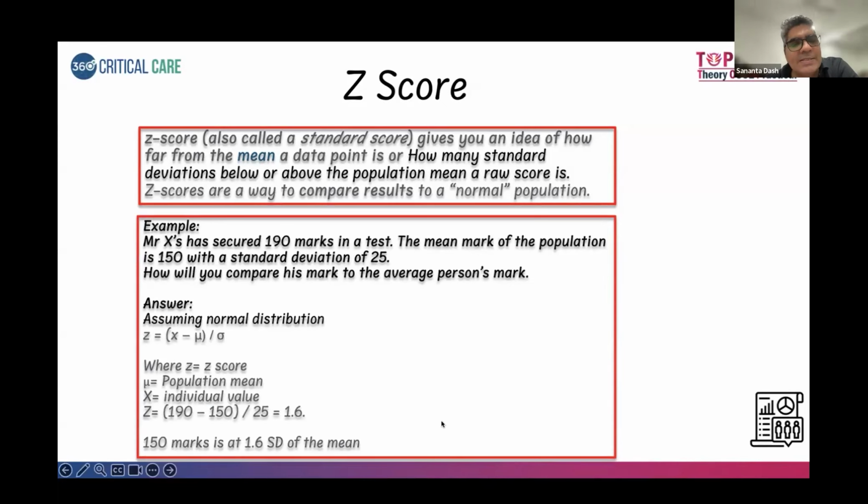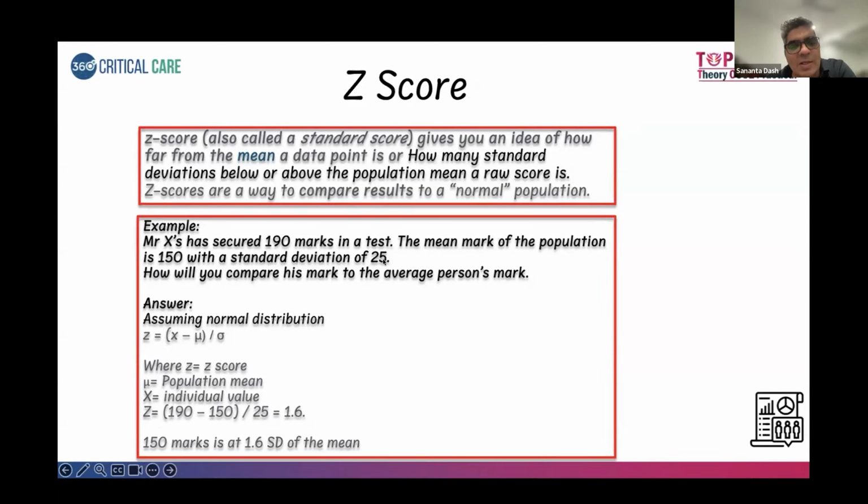To be more precise, suppose you have Mr. X who has secured 190 marks in a test and the mean mark of the population is 150 with a standard deviation of 25. Then how will you compare his mark to the average person's mark? That is the Z-score that you have to calculate. Assuming a normal distribution, the Z-score formula is (X minus mu) by sigma, where you need the standard deviation, population mean, and the data. Now, your Z-score is 1.6.